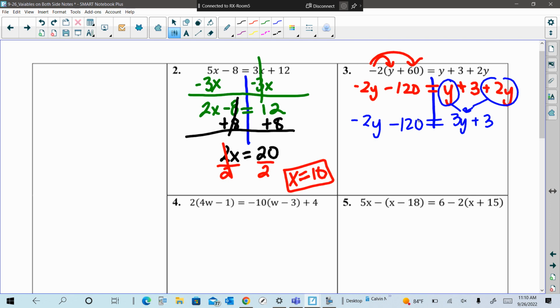Now we have to do step 3, which is move the smallest variable. Which is the smallest variable? The -2y. So to move this, we now have to do the opposite: plus 2y and plus 2y. Get that written. The smallest will cancel. Don't forget your signs. Don't make a sign error. This will become -120 equals 5y plus 3.